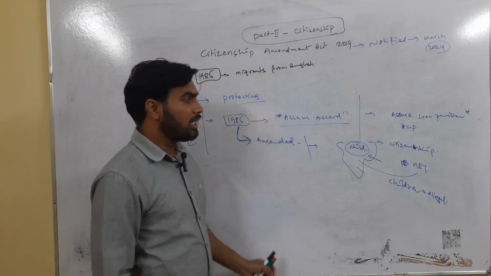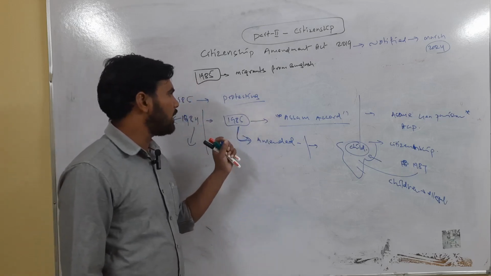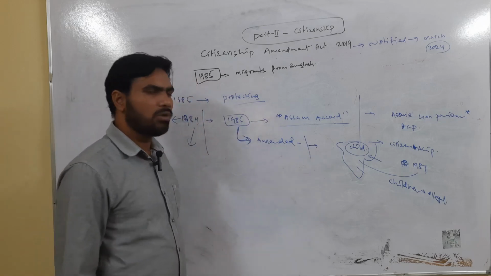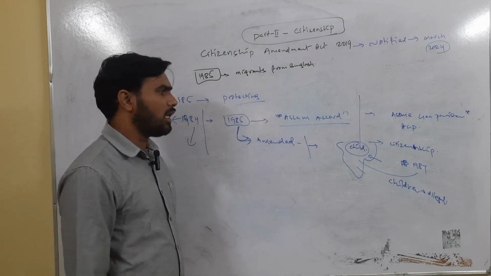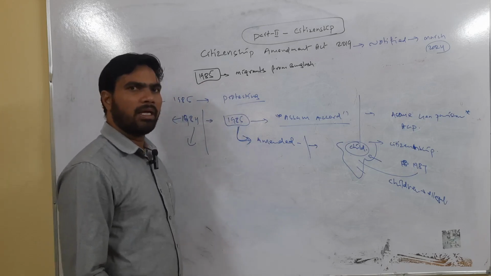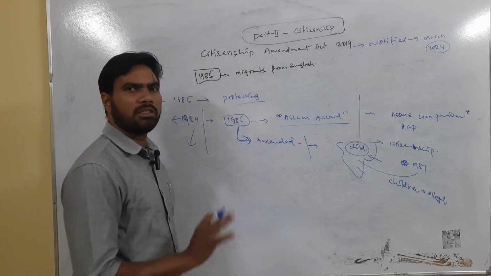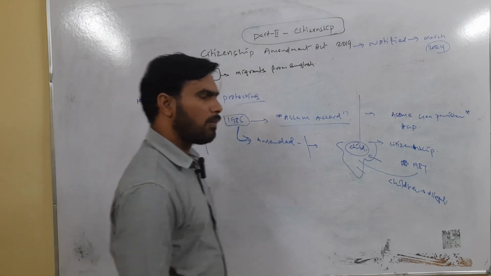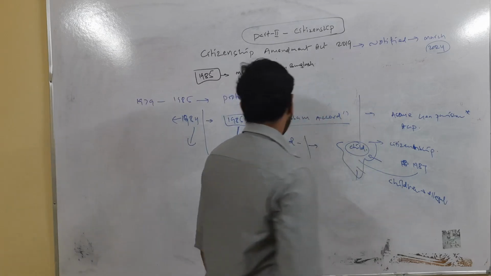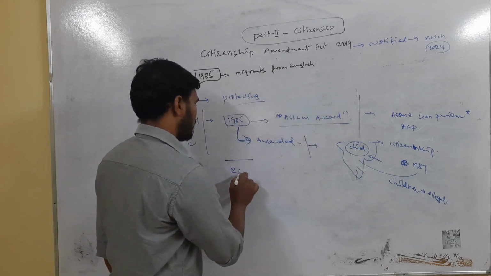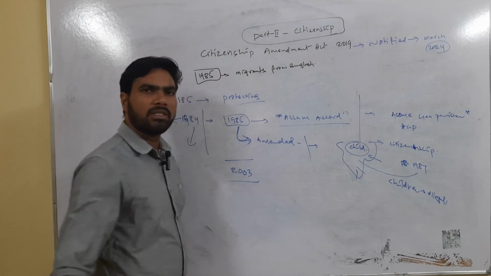In this way, through the amendment in 1985, the Rajiv Gandhi government tried to prevent the children of illegal migrants from becoming citizens of India. But still the problem is not completely addressed. Now we will come to the amendment of 2003. Still the problem is not addressed.